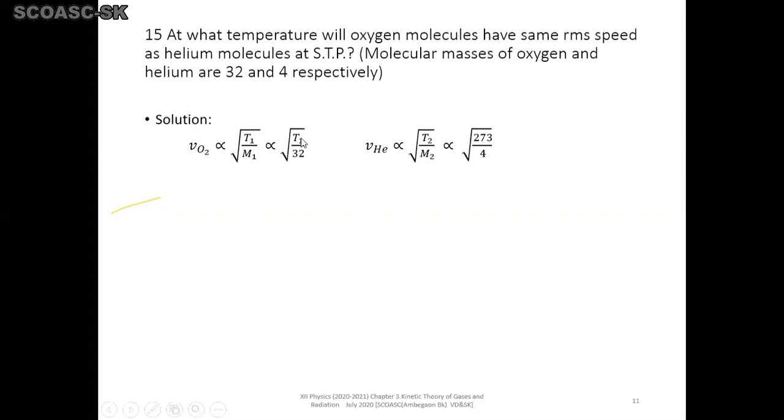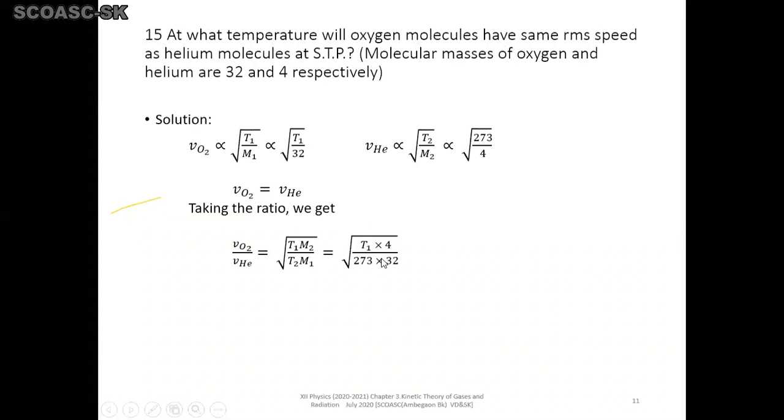So if it is related for oxygen, if I write, it is T1/32, and for helium, if I write, it is STP. Helium is at STP, that is standard temperature and pressure. That is nothing but your 273 degrees, right? Okay. So they are saying that the velocity is same, right? Okay. So we are going to take this ratio, and if we take the ratio, I'm going to have this expression. Okay. So this is STP.